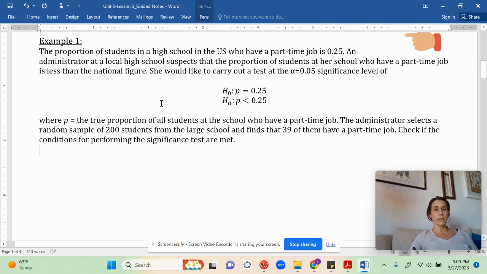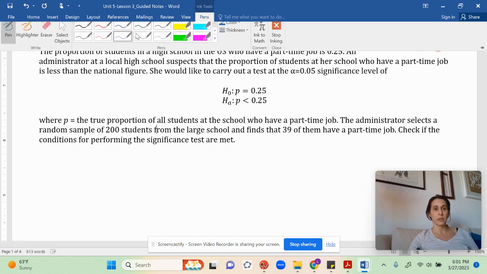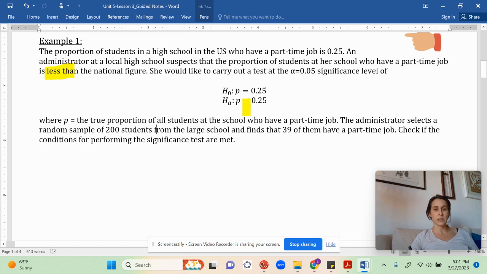She wants to carry out a significance test at the alpha equals 0.05 significance level of the null hypothesis. Remember, it's boring, no change. The true proportion at her high school is 25%, or the alternative, the true proportion at her high school is less than 25%. We have a less than there because she thought her school is less than the national figure. P is the true proportion of all students at her school who have a part-time job, and that's what we want to determine.